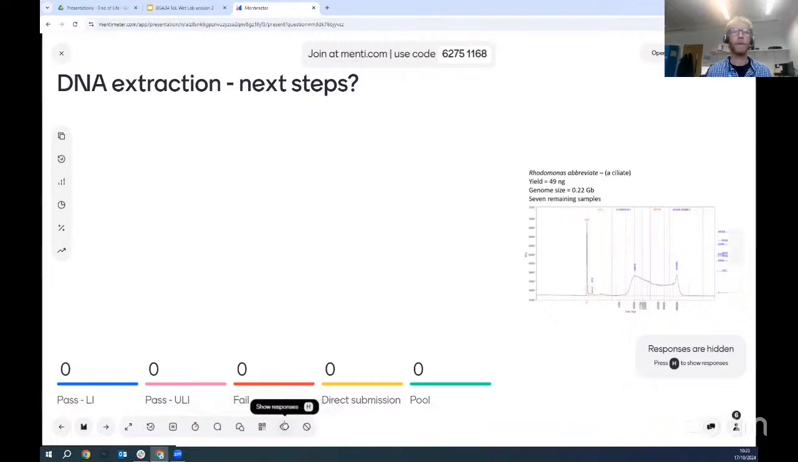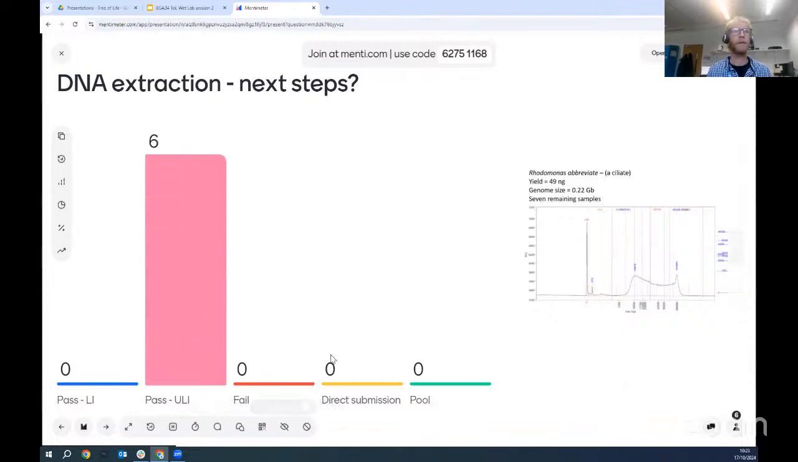Okay, so let's have a look at what we've decided. So yes, pass for ULI. Yeah, really good decision there. I think you can see the yield is very low. The genome size is also very small, so it's suitable for ultra low input.